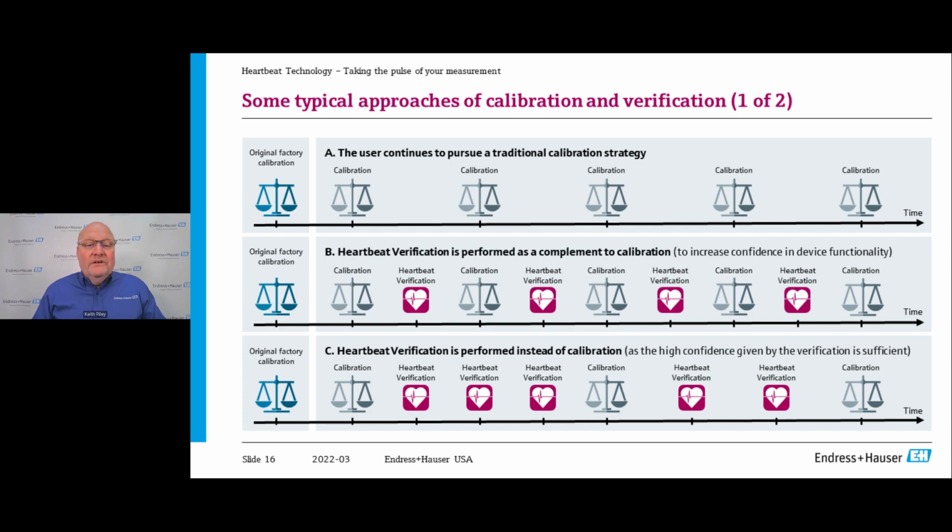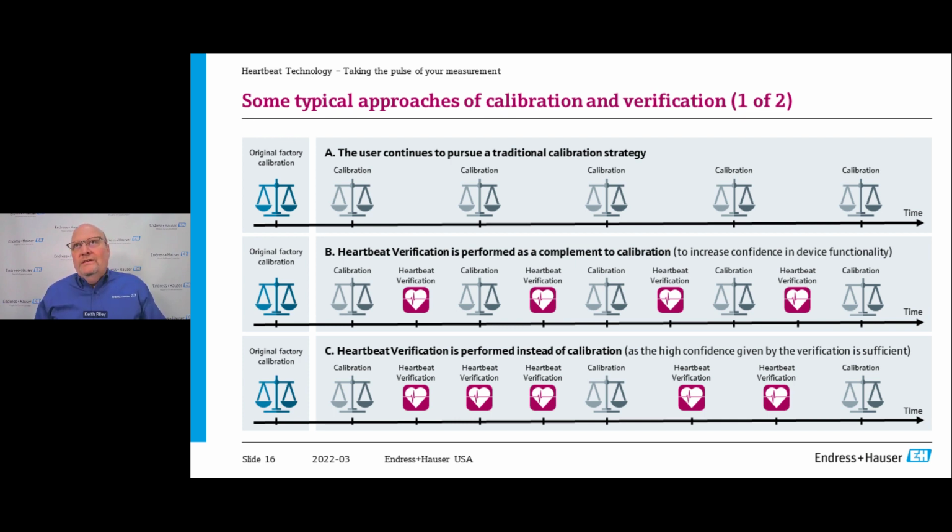We have had some people who then look at running a heartbeat verification and extending their calibration cycles, not as a substitute for calibration per se, but as a way to extend those calibration cycles, because calibrations require additional downtime and additional maintenance hours. This reduces it. We've had customers with one of our devices, a Liquiphant, which is a point level indication that you can run verification on.